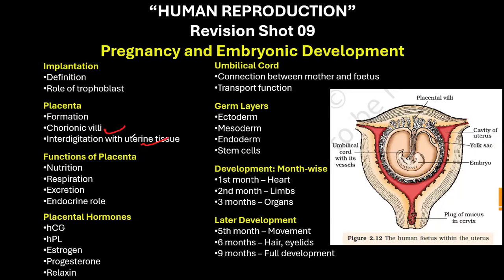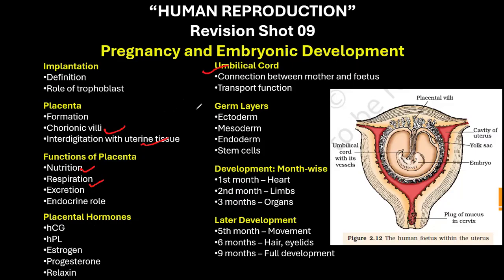Now, functions of the placenta: it provides nutrition to the embryo, supplying oxygen and nutrients to the embryo, and it removes carbon dioxide and metabolic waste from the embryo. It also acts as an endocrine organ. The placenta is connected to the embryo by the umbilical cord, which transports substances between mother and the fetus.